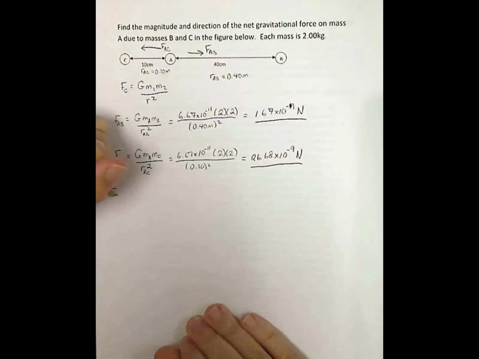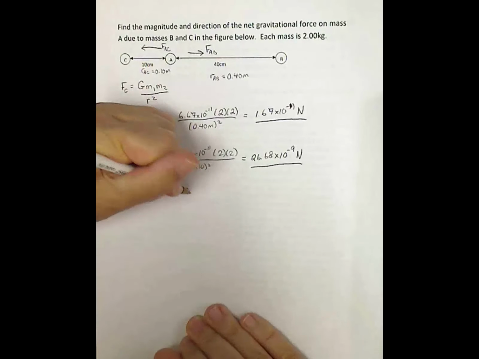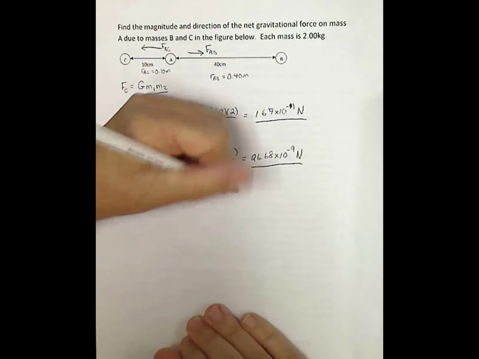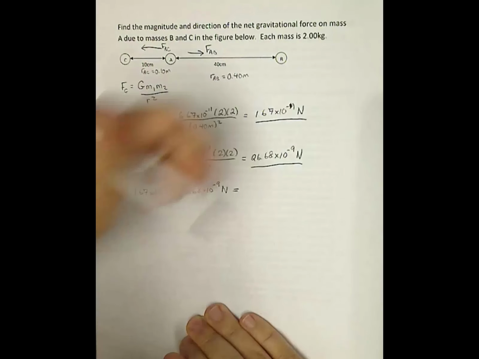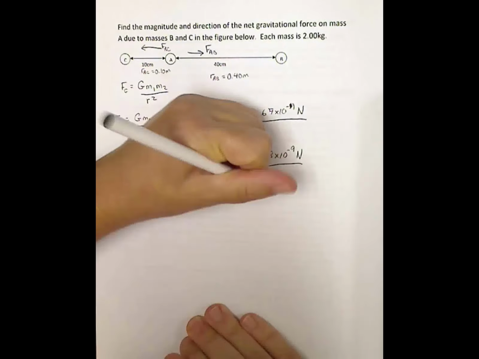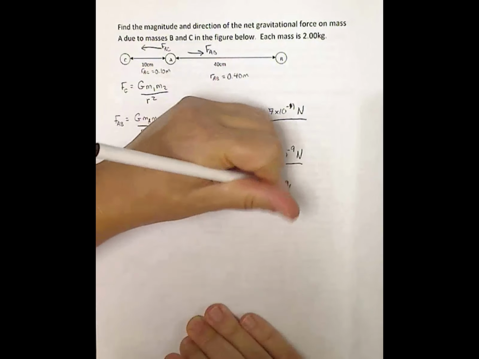So if I want to get my total force, it's going to just be the force of A on B to the right, 1.67 times 10 to the minus 9, minus the force on A due to C to the left. I'm using the standard notation where to the right is positive and to the left is negative. And I get negative 25.01 times 10 to the minus 9 newtons.